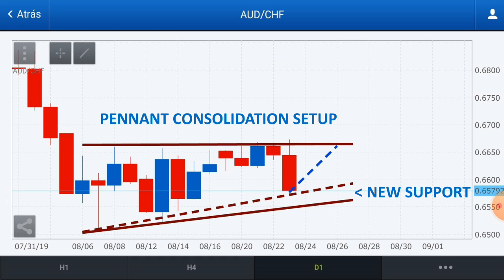And on the daily chart, you can see here the setup as well, where this would be the boundary, moving from this area here, this boundary, to what could possibly be a higher support boundary.